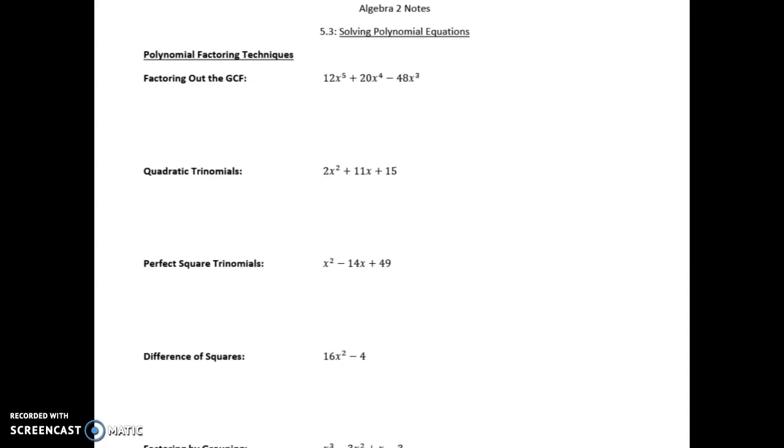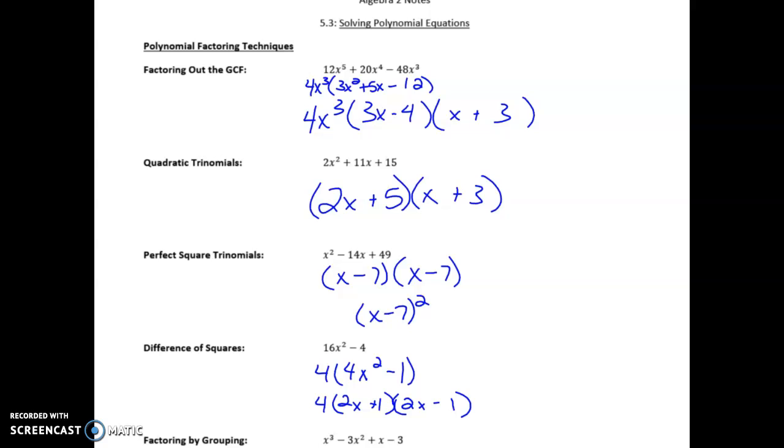Algebra 2 Notes 5.3, Solving Polynomial Equations. Let's take a look at some of these factoring techniques first that we've already learned this year. Go ahead and pause the video and see if you can try these first 4 problems. Alright, go ahead and check and see how you did with factoring. If there's any that you missed, maybe review how to do that process.